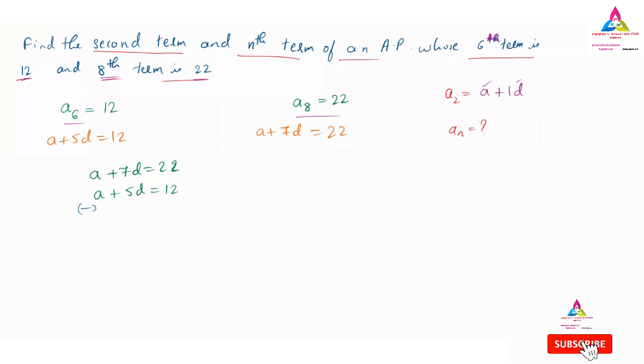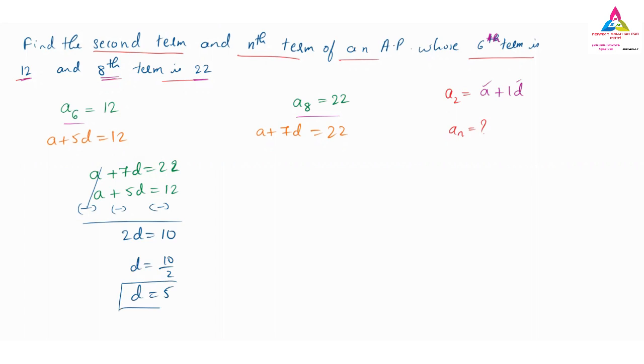Minus sign, minus sign, so A gets cancelled. The remaining is 7D minus 5D, which is 2D, equals 22 minus 12, which is 10. So the D value is 10 by 2, which is nothing but 5. So we found the D value as 5.